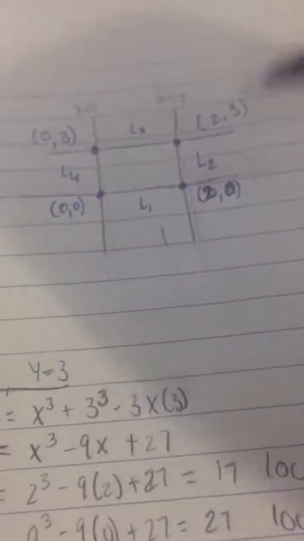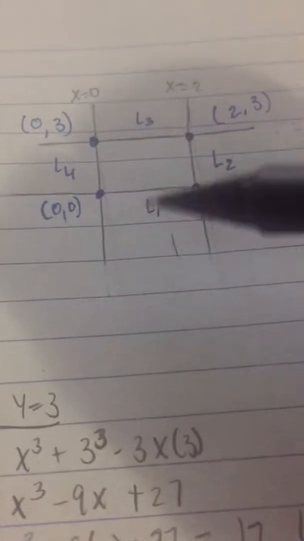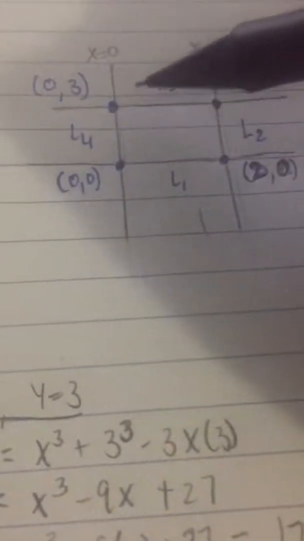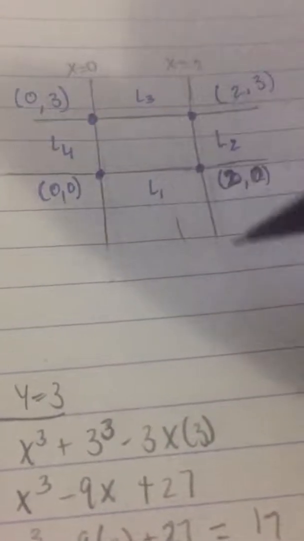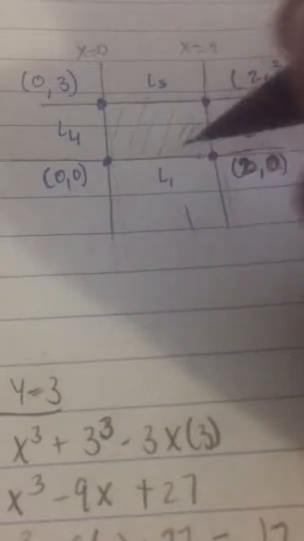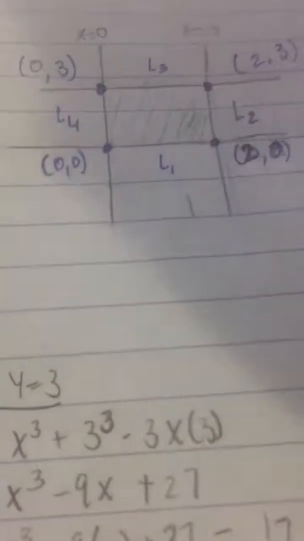But anyways, I just drew out the things they gave us. They gave us x equals 0, x equals 2, y equals 3, and y equals 0. So that pretty much creates our little box here, right? The way I like to look at it, first I labeled each line. So this is line 1, line 2, line 3, and line 4. Label however you want.